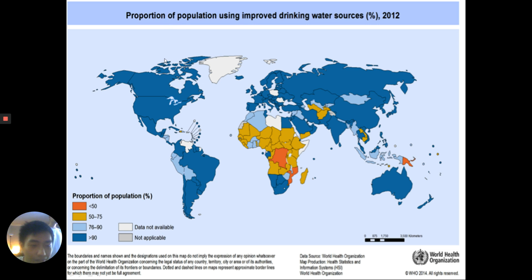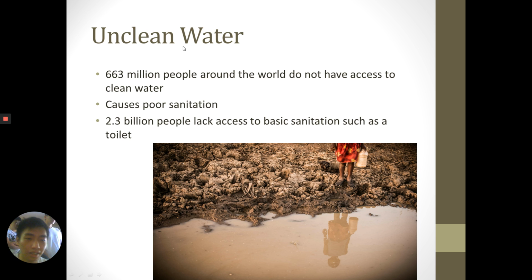And here's a map of the globe of how clean water is distributed. As you can see here, in the North American region and Europe and East Asia and India, above 90% of the population has access to clean water. However, in regions such as Sub-Saharan Africa, countries like Congo have a below 50% rate for clean water. And unclean water is actually consumed by a lot of people.